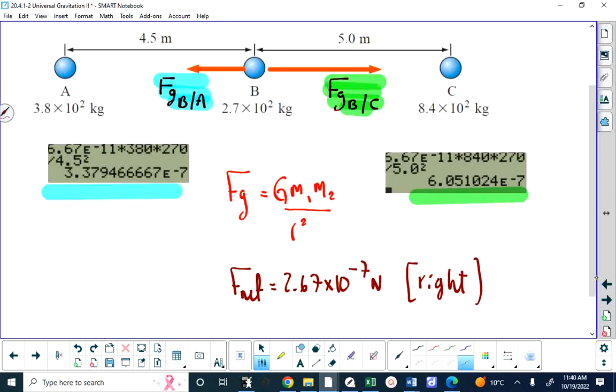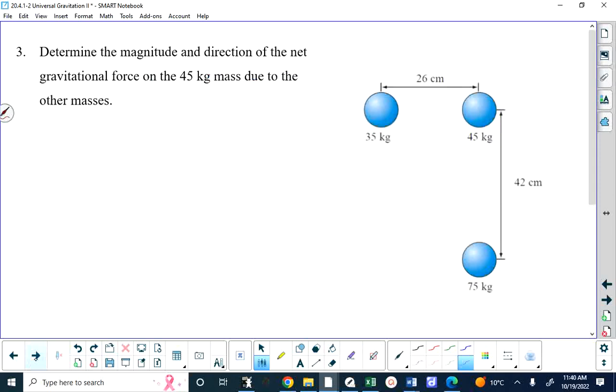Okay. So let's do the last example together here. I know it's been a long haul, but number 3 says determine the magnitude and direction of the net gravitational force on that 45 kilogram mass due to the other masses.